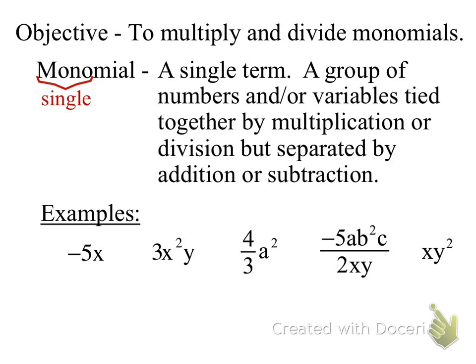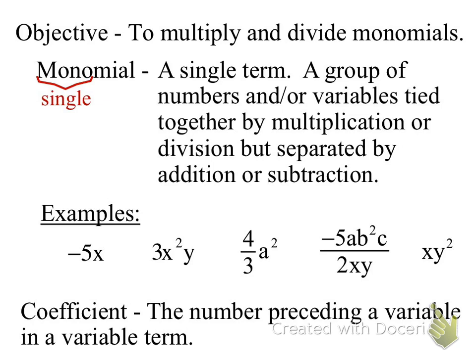So they are tied together by numbers and or variables. Notice, every term has a sign, and the sign comes right before it. What is this sign? Is it positive or negative? Positive. If there's no sign, it's positive. What is this sign? Negative. What is this term? Positive. And this one? Negative. And this one? Positive. Good.